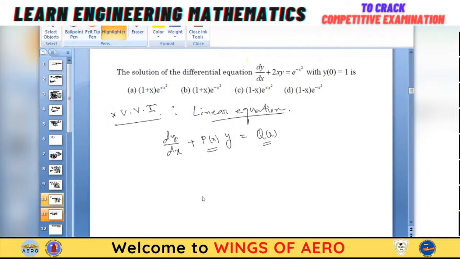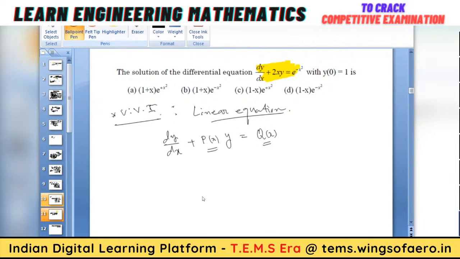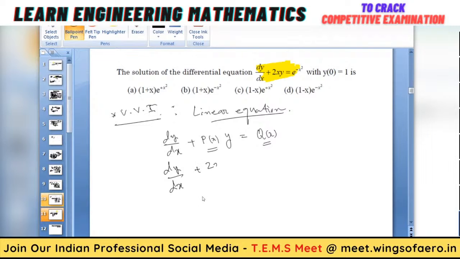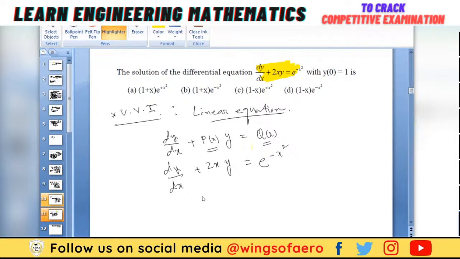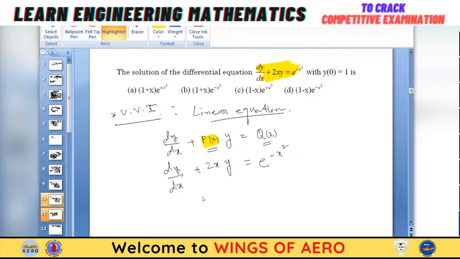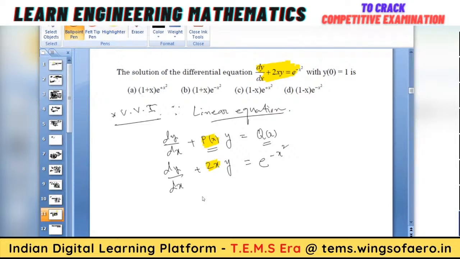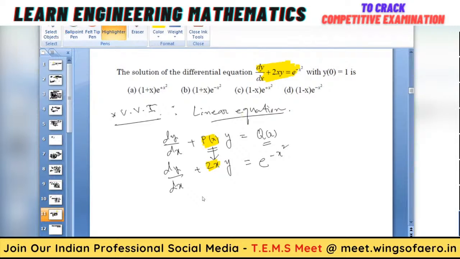Now, if I recall this equation, I am writing down the equation dy/dx plus 2xy is equal to e to the power minus x square. Just compare with this. So in the place of P(x), what is here? 2x. So P is equal to 2x. And in the place of Q(x), Q is also another function of x.